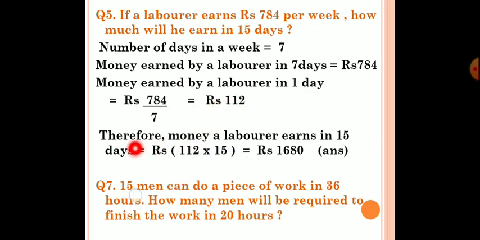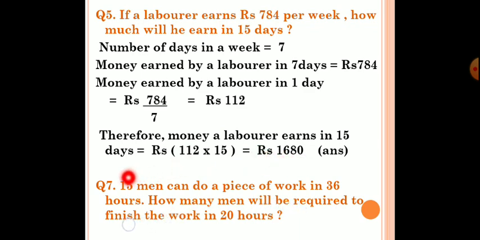Now we can easily find out how much he earns in 15 days. Therefore, money a laborer earns in 15 days. So this is 1 day's earning of a laborer. So in 15 days he will earn more. That is rupees 112 into 15, which is equal to rupees 1680.